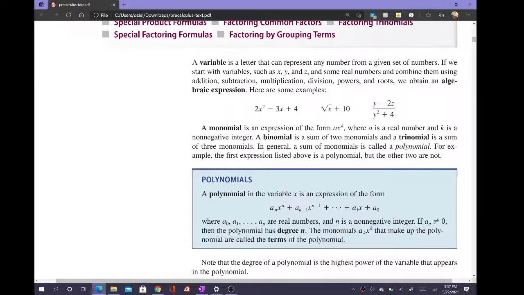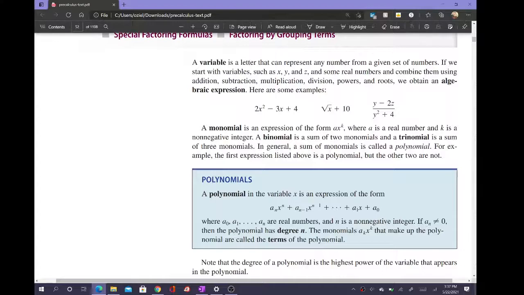So obviously we know what a variable is. A variable is any letter that they give us where it is a type of formula. So like x, y, and z, and we can combine them, we can make equations out of them using addition, subtraction, multiplication, and division, and also roots. And whenever it's not a function, for example, 2x squared minus 3x plus 4 is an expression. The square root of x plus 10 is an expression, and y minus 2z over y squared plus 4 is also an expression.